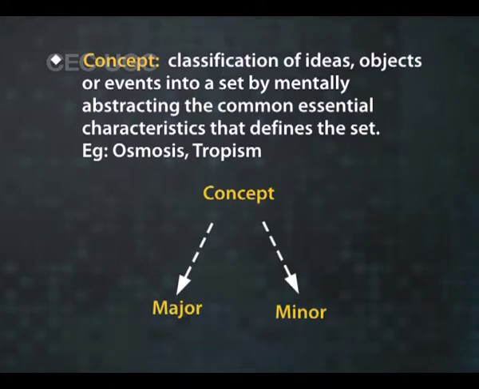The concepts can be divided into major concepts and minor concepts. For example, consider the concept tropism. There are many minor concepts based on this major one like positive and negative tropism, phototropism, geotropism, hydrotropism, chemotropism, etc.